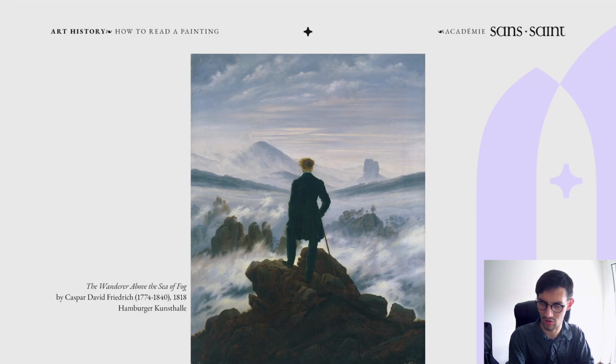Future lectures will of course be a little more complicated than that, but for now, this is The Wanderer Above the Sea of Fog. It was painted in 1818 by Caspar David Friedrich, who is a German painter who lived from 1774 until 1840. And this painting is currently in the Hamburger Kunsthalle. I think it's also on exhibition. And Hamburg is a port city in northern Germany.